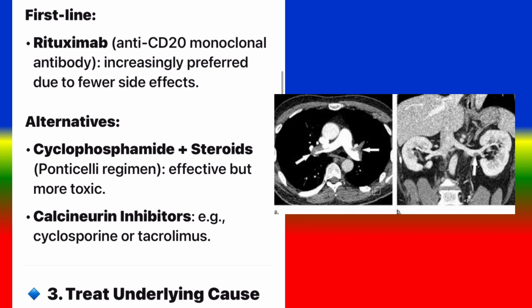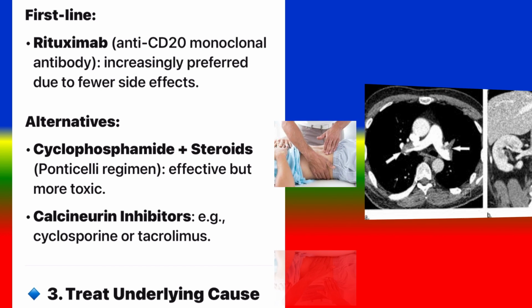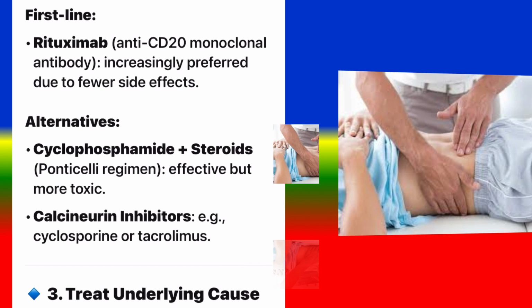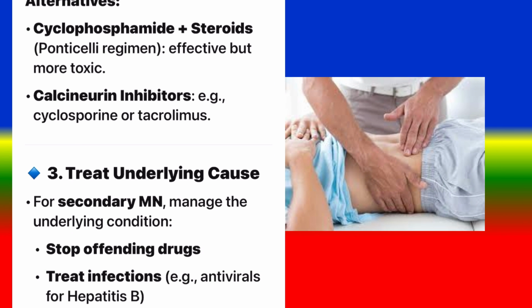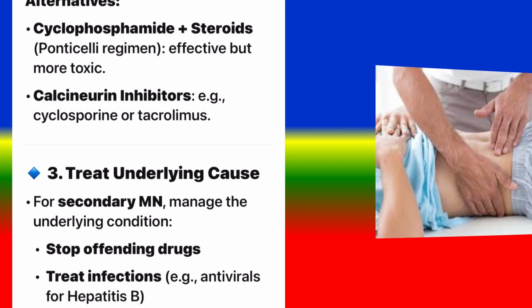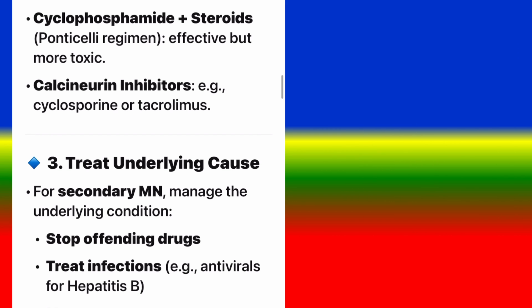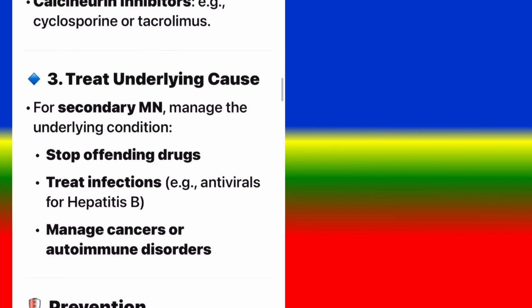First line, anti-CD20 monoclonal antibody, increasingly preferred due to fewer side effects. Alternatives, cyclophosphamide plus steroids, the Ponticelli regimen, effective but more toxic. Calcineurin inhibitors, e.g. cyclosporine or tacrolimus.